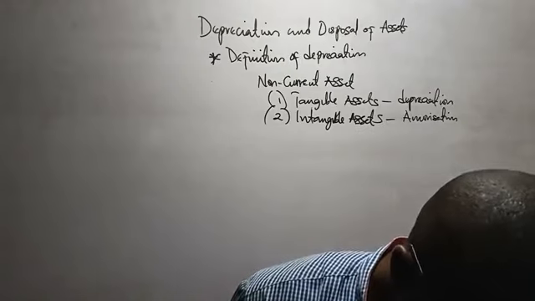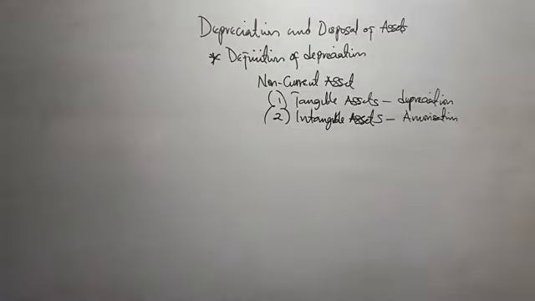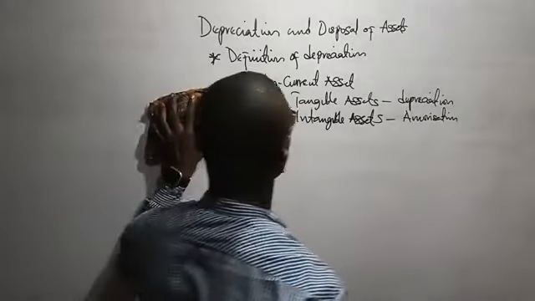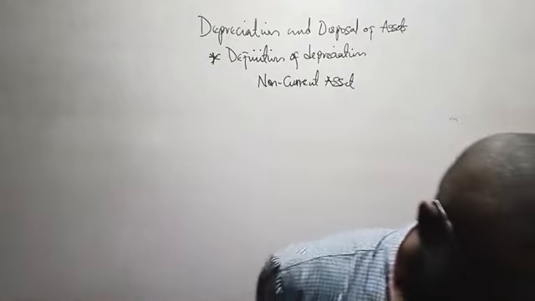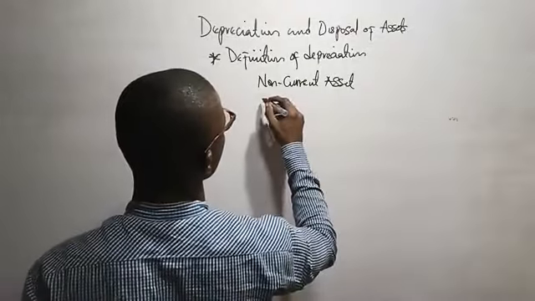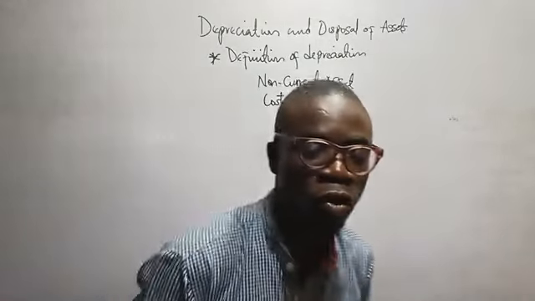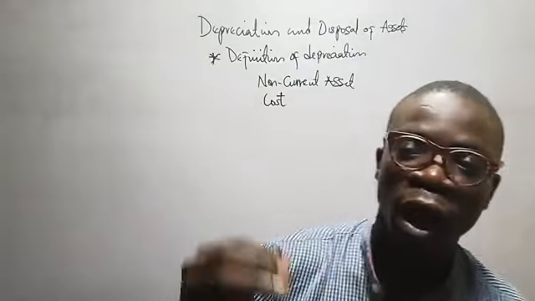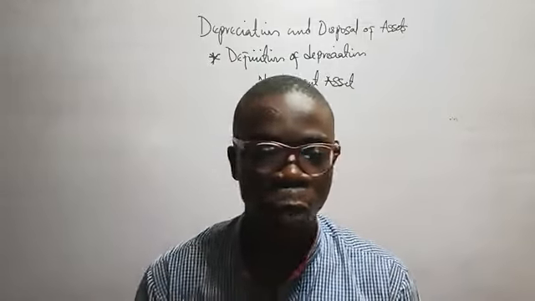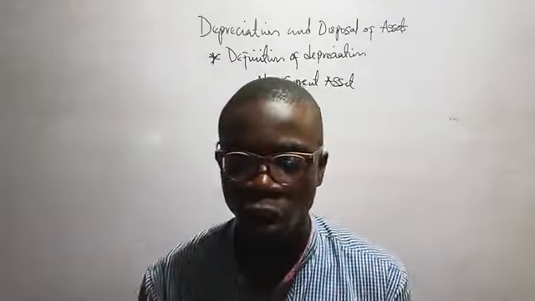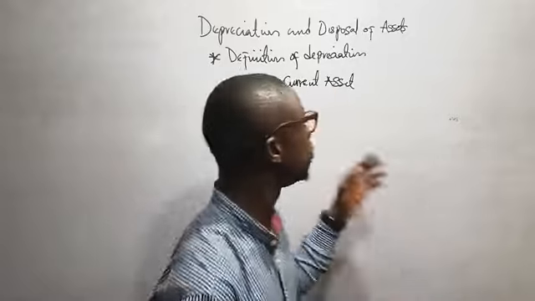Now, if you want to determine the value of non-current assets, the asset is measured at cost. And when you say cost in accounting, cost does not just mean how much you purchased that item. It does not mean only the purchase price. It means the purchase price and every other cost incurred to bring the asset to the condition and location necessary for use.